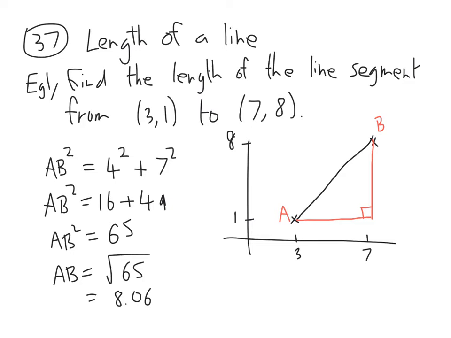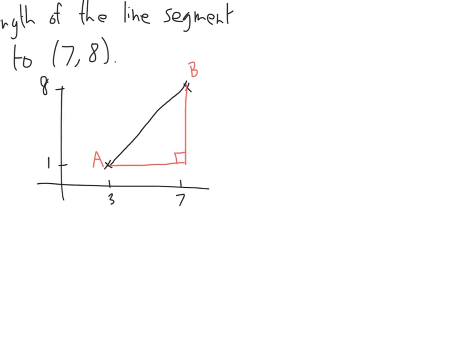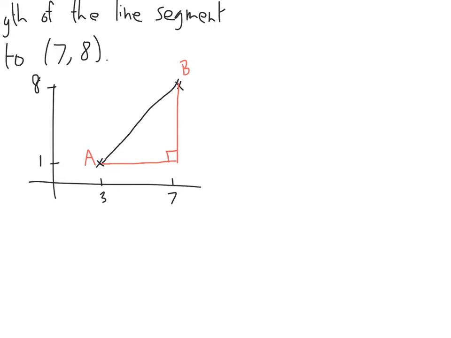Let's look at the alternative method. The alternative method generalizes and takes the first point and calls it x1, y1 for the first x coordinate and the first y coordinate, and the second point x2, y2 to indicate the second x coordinate and y coordinate.